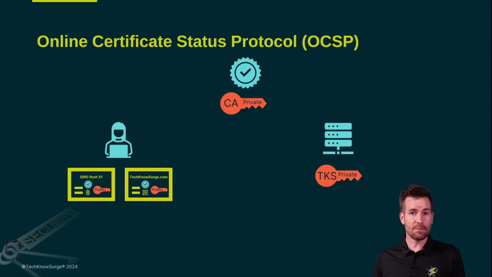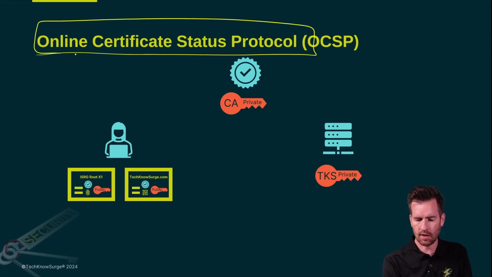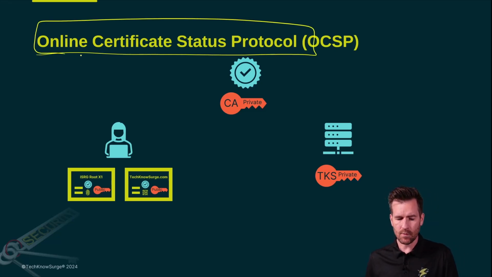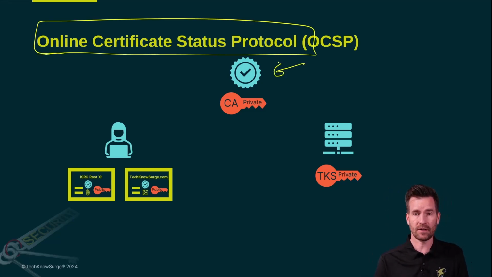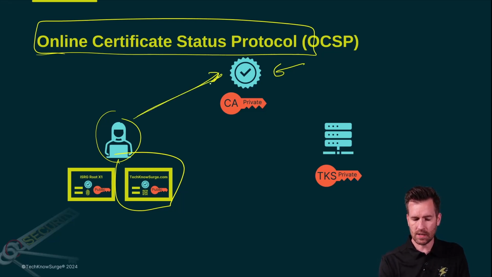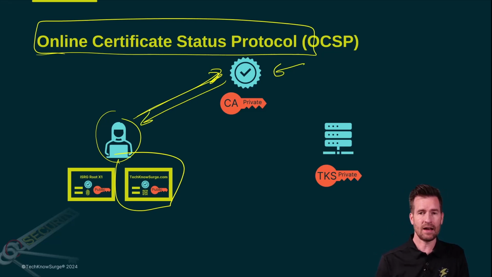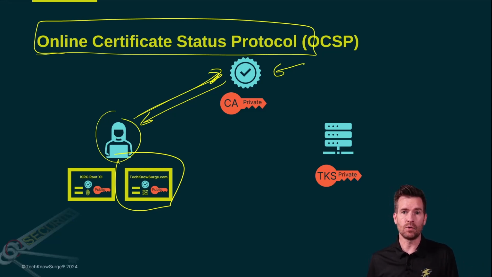So a protocol was created, the Online Certificate Status Protocol, or OCSP, that runs on the certificate authority. That way, when the user receives a new certificate, it can do a quick check-in, a request saying, is this certificate still good? Then it receives a reply saying yes or no, that the certificate is good or not. So it's a much more dynamic way of doing a check.